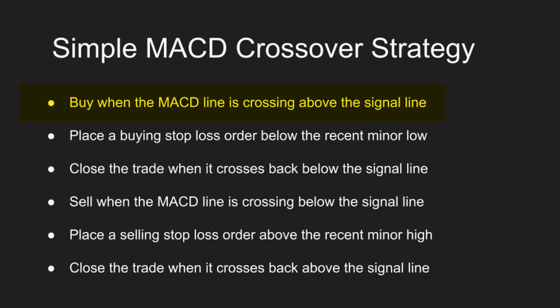Buy when you see that the MACD line is crossing above the signal line. In order to protect yourself, sell in case the price goes down below the recent minor low. When it goes in your direction, sell when the MACD line crosses back below the signal line.